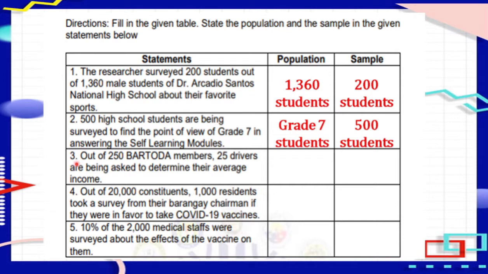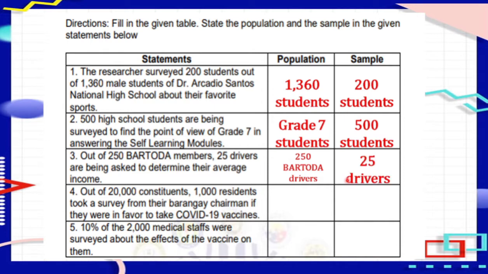Next, number 3. Out of 250 Bartoda members, 25 drivers are being asked to determine their average income. So, the researcher will use the Bartoda members. So, the population here is 250 Bartoda members. Samantala, ang sample lamang na kukunin doon ay correct, 25 drivers.